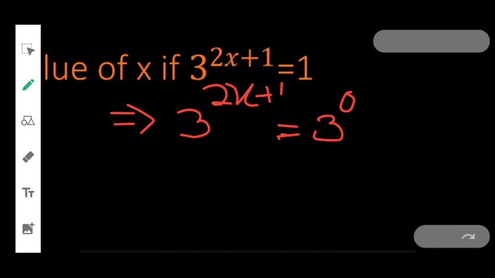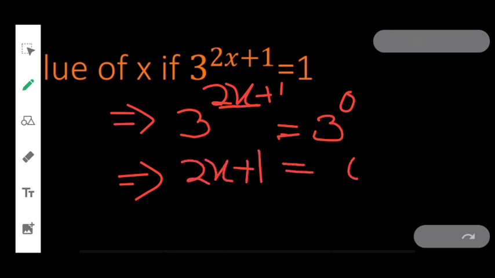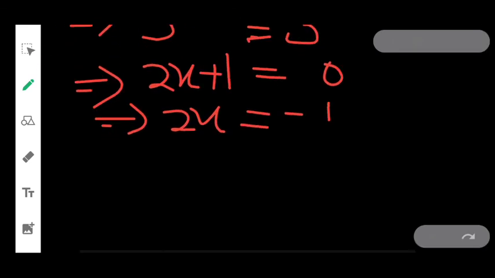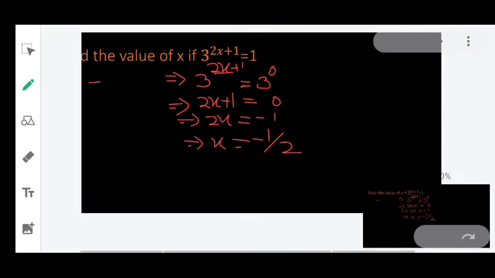That means the exponents should be equal. So you can write 2x plus 1 equals 0, so 2x equals minus 1, x equals minus 1 by 2. That is the value of x.